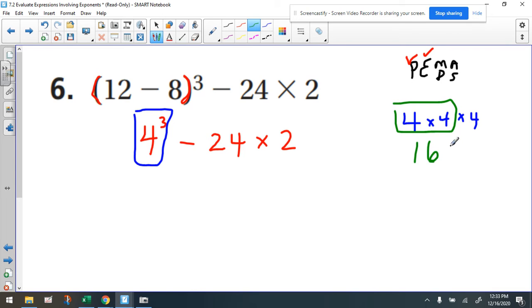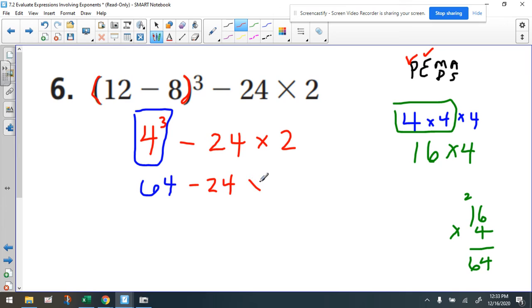And we still have to find what 16 times 4 is. So let's do that off to the side. Here we get the 24. 4 times 1 is 4, and the 2 more makes 64. All right, so 4 cubed is equal to 64. Now let's write everything that's left, which is minus 24 times 2.